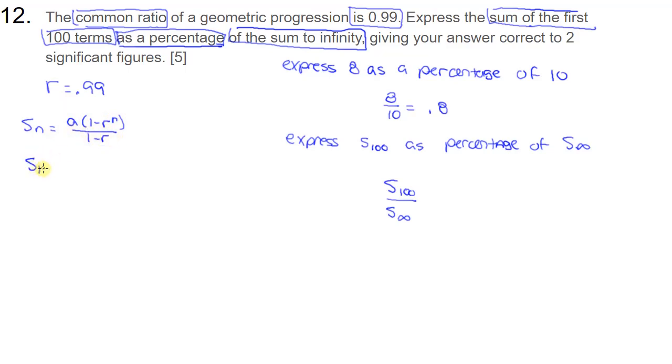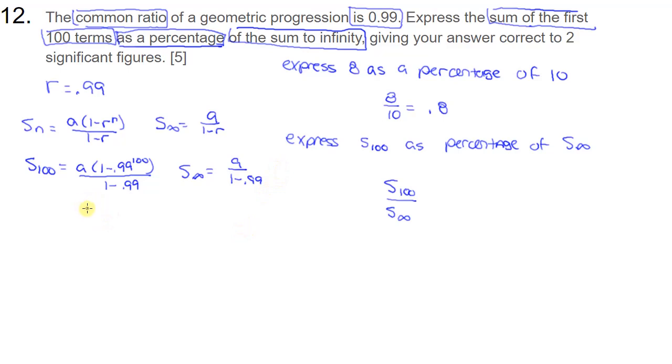We're going to use this formula here. And you notice we don't have A, we only have R. So we're going to fill this in. And we probably could do a bit more with that, but let's go ahead and go on to the other one, the sum to infinity. That formula is A over 1 minus R. And so A over 1 minus 0.99.